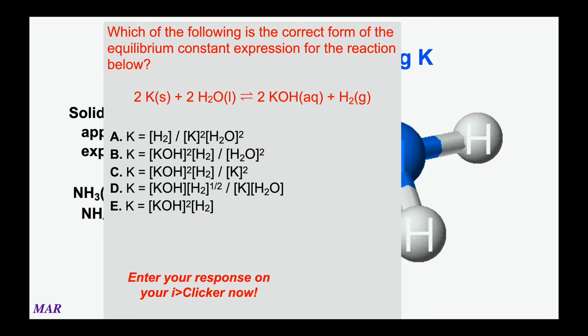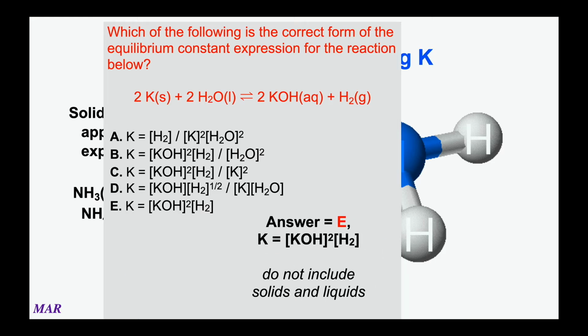So if you look at all those options, answer E would be the correct one here. You'd have KOH quantity squared times H2, and in the denominator, because K and water were a solid and a liquid, you would just have a 1 right there. So that also brings up another thing. If everything on the reactant or the product side is solid, liquid, whatever, just put a 1 there. Only put aqueous and gaseous things in your equilibrium constant expressions.